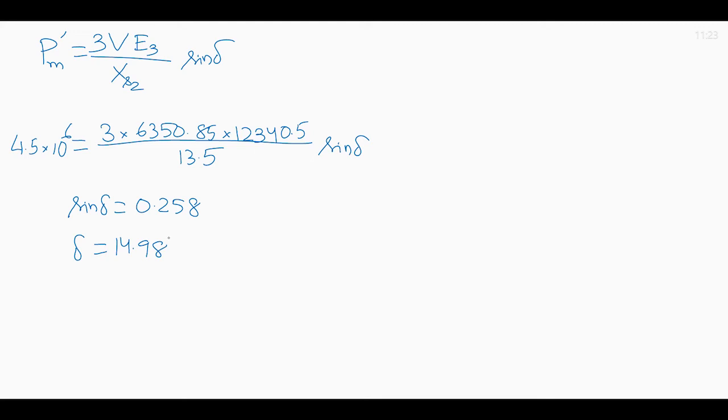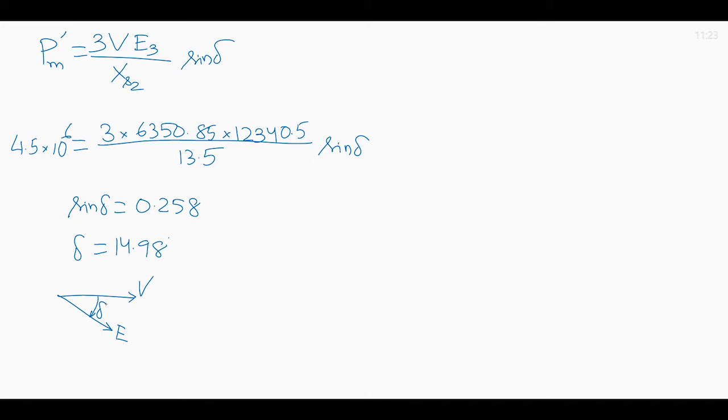So motoring operation means induced EMF will be behind the applied voltage. So if this is V, E is here, and this is the angle delta, which is positive. This delta is positive, and E is lagging V.